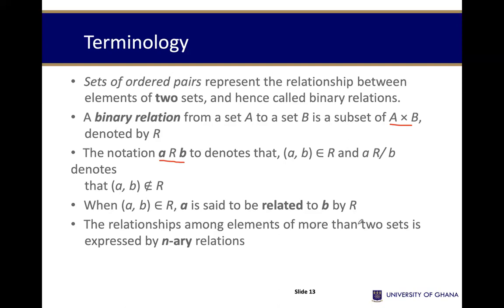Now, the relationships among elements of more than two sets: assuming there is a Cartesian product of A, B, and C, we can express this as an n-ary relation. So if n is 3, you can say 3-ary, n is 4, n is 5, whatever value we are having. We use that, but we are going to focus on just the binary relations.